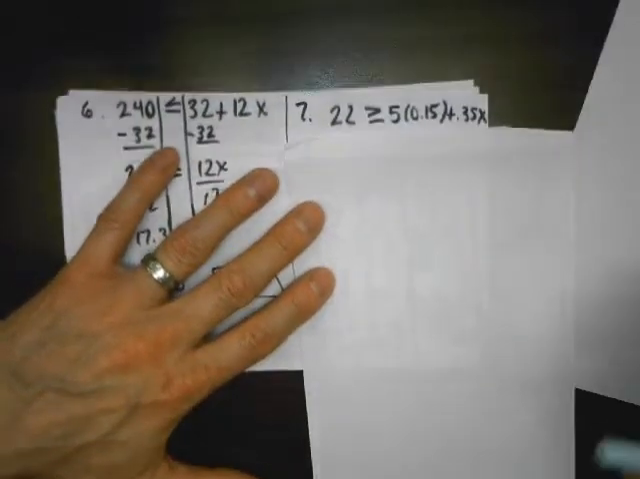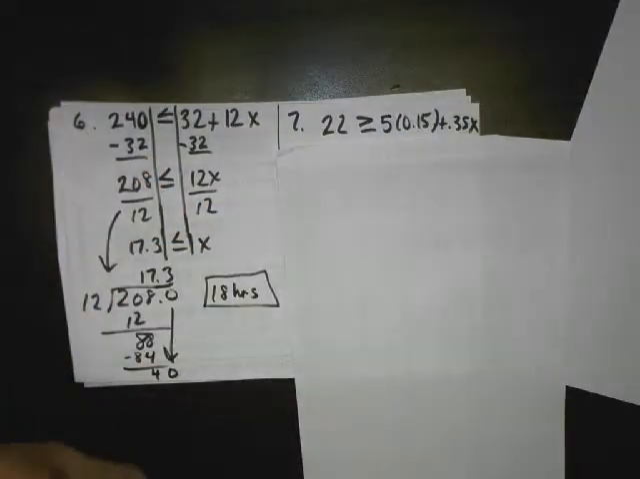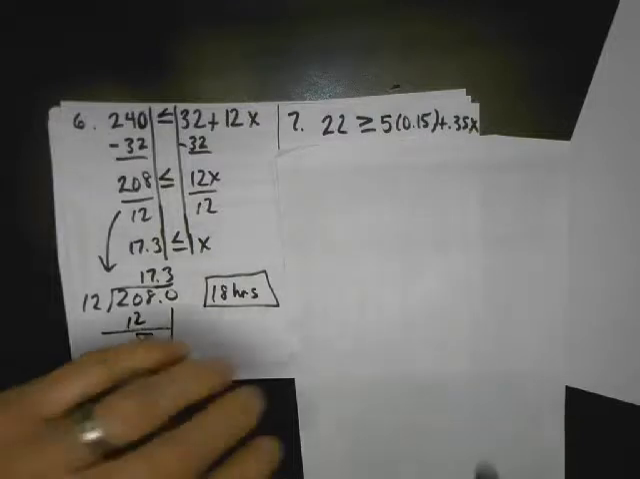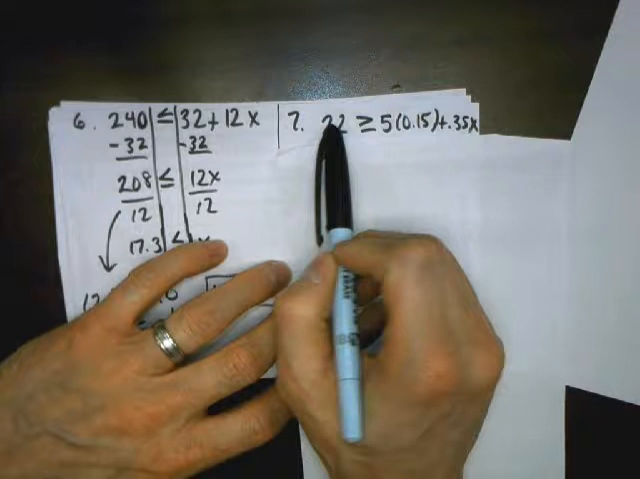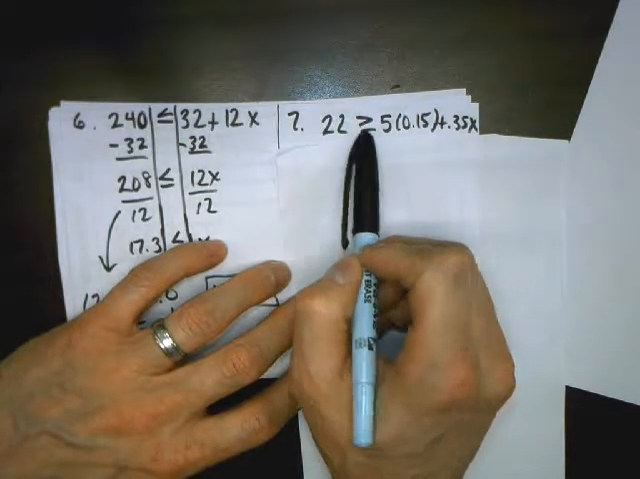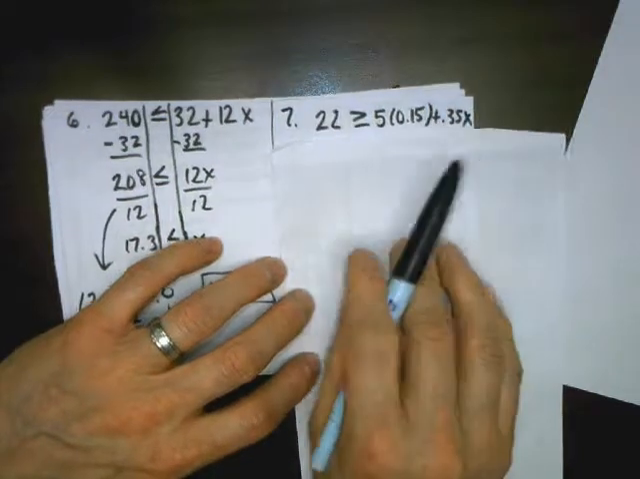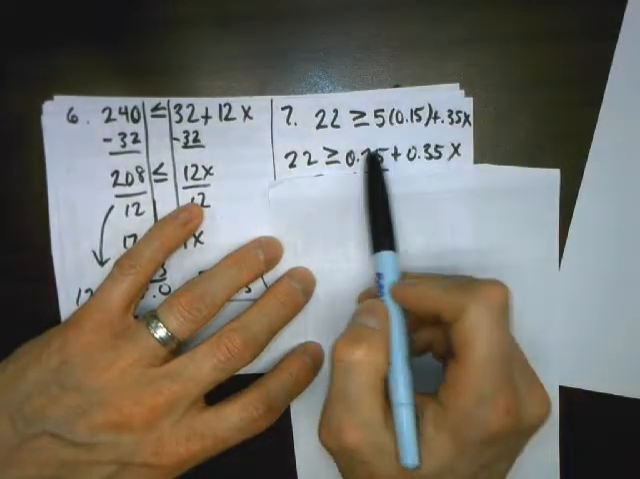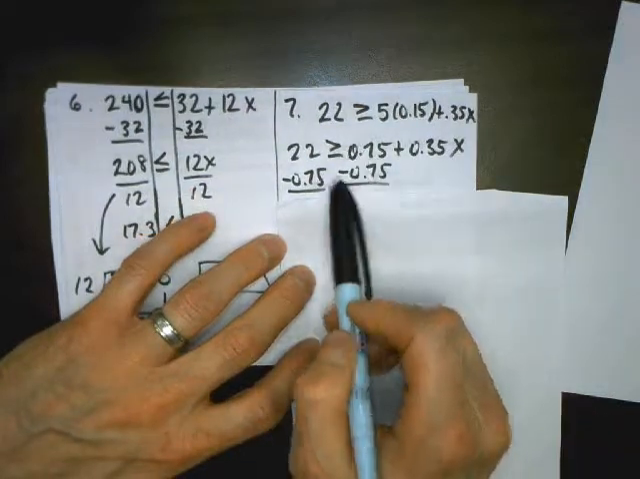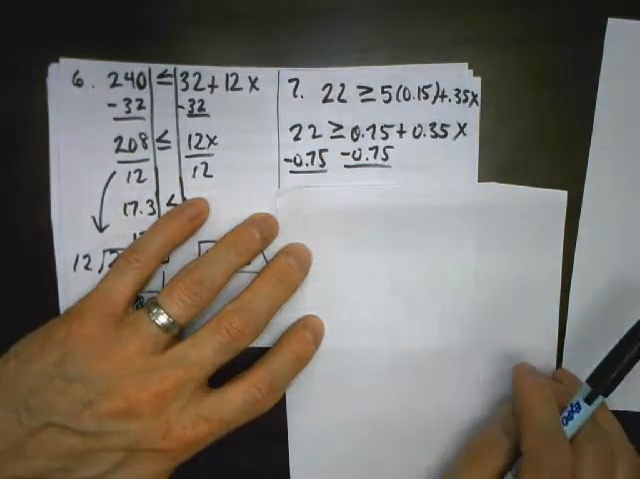Here's another inequality, number 7, that says Ashton has $22 to buy candy. He picks out 4 lollipops that are 15 cents each. He wants to buy some sour candies that are 35 cents each. What's the maximum number of sour candies you can buy? Well, he's got $22. That amount of money has to be more than or equal to what he spends. Okay, so this time the inequality goes this way. So I multiply these two first, and then I isolate the variable by doing inverse operations.